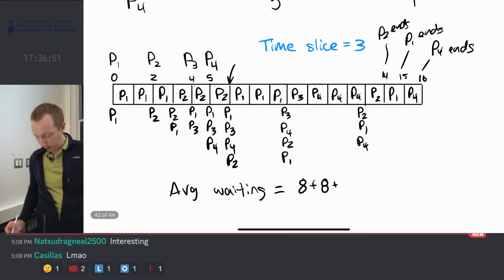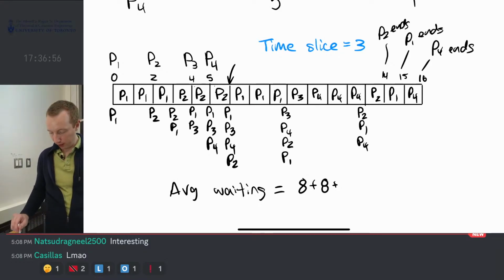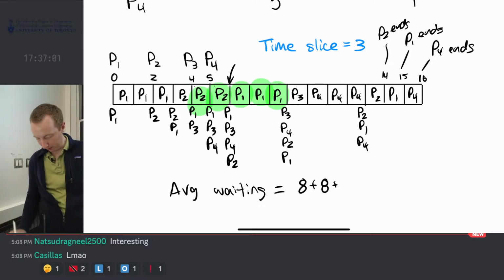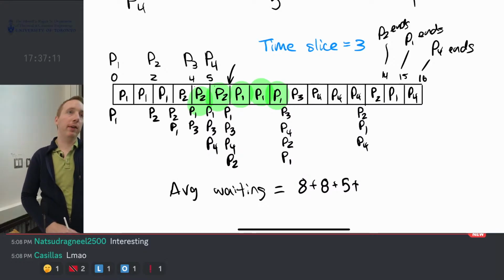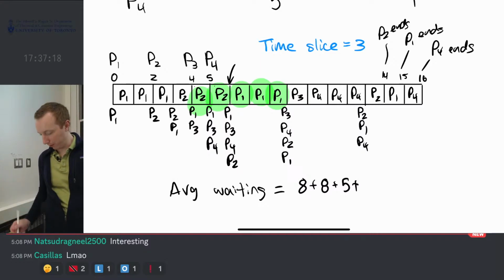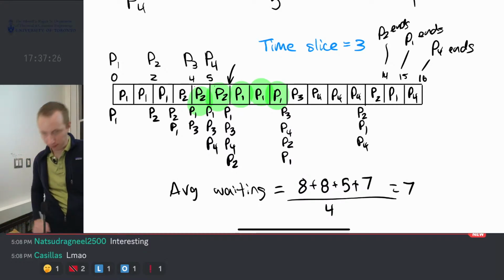Then process 3, how long did it wait for? It came in at time 4, and it waited for 1, 2, 3, 4, 5 time units. Then process 4 ended at 16 and arrived at 5, so it was around for 11 time units and executed for 4 of those. So 11 minus 4, it was waiting around for 7. So my average waiting time would be all this, which would be 7.